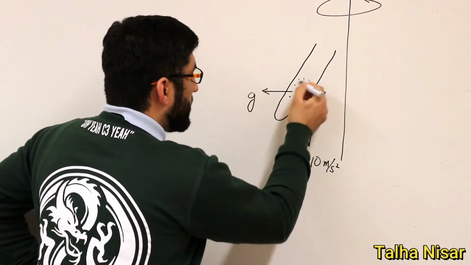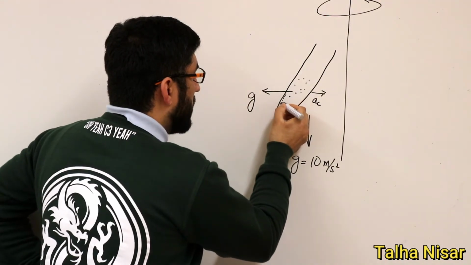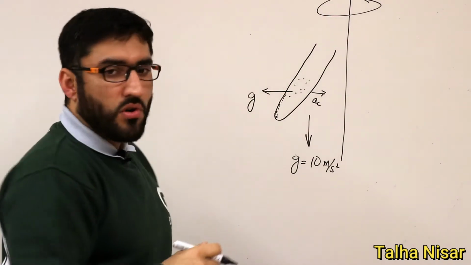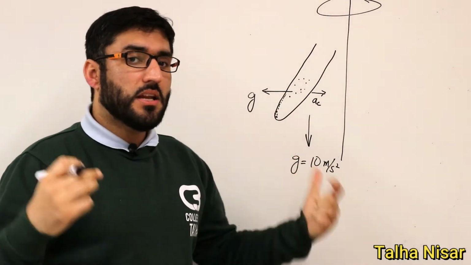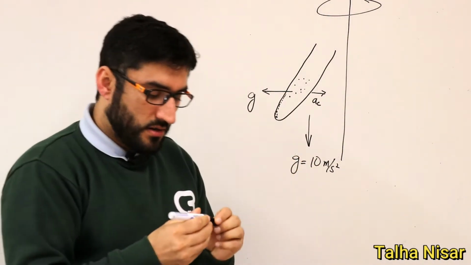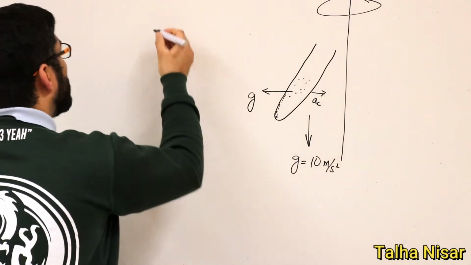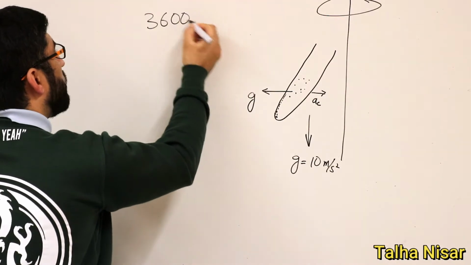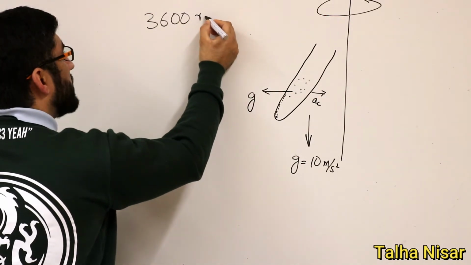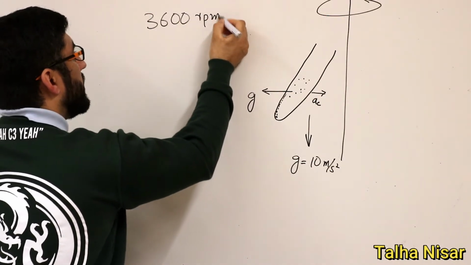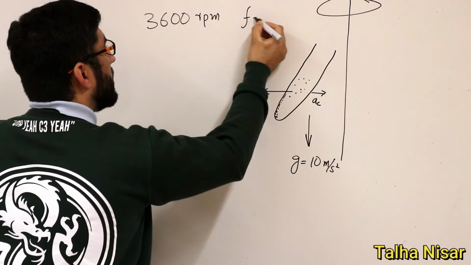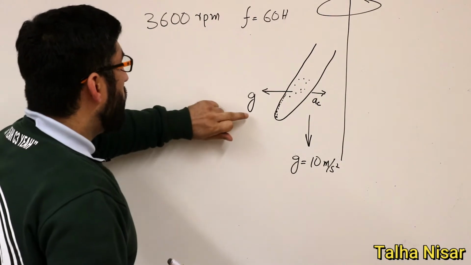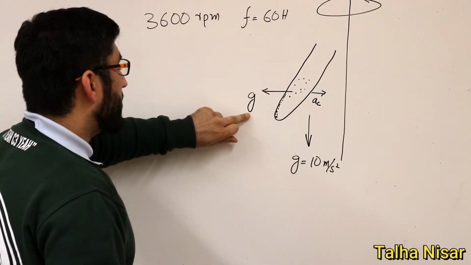Due to this acceleration, all the particles will come on this side, and they will be separated from the water, and then we will have the clear liquid, in this case the water. Our rotational speed that we kept in our lab was 3600 RPM. In terms of frequency, it is 60 Hertz. Now we want to know what this acceleration is.